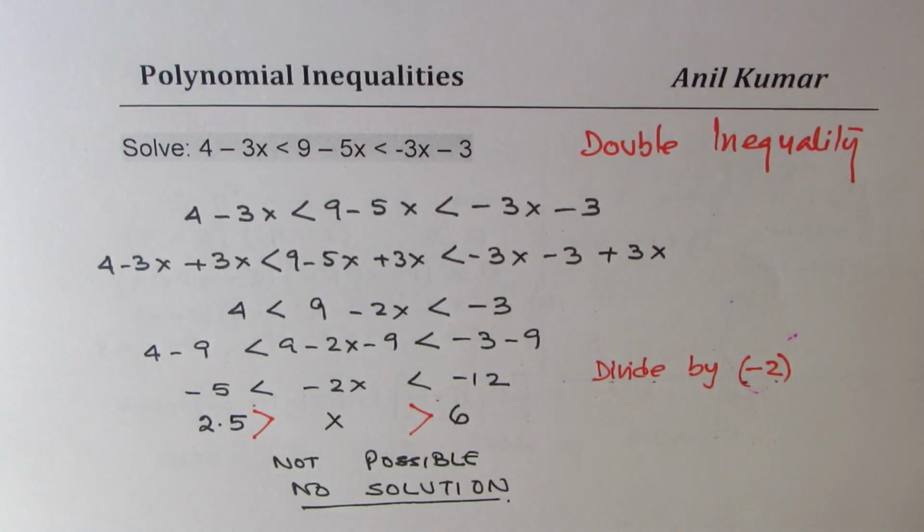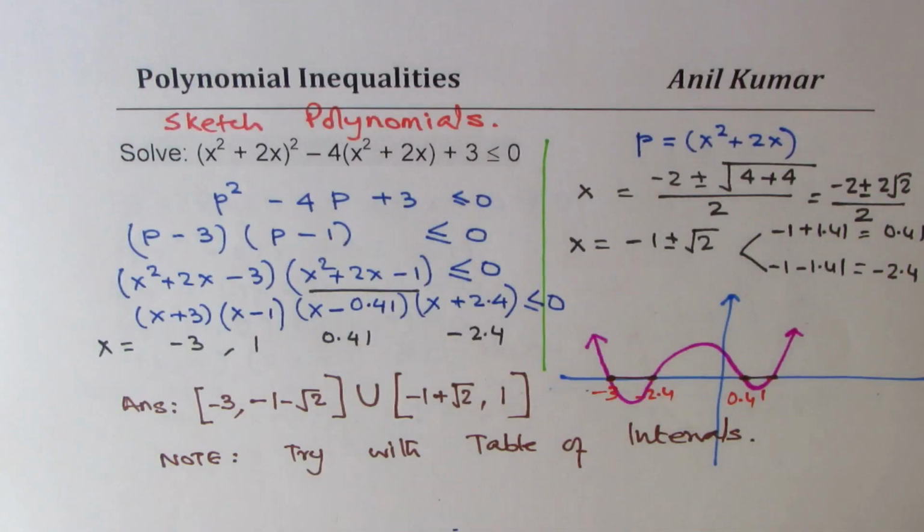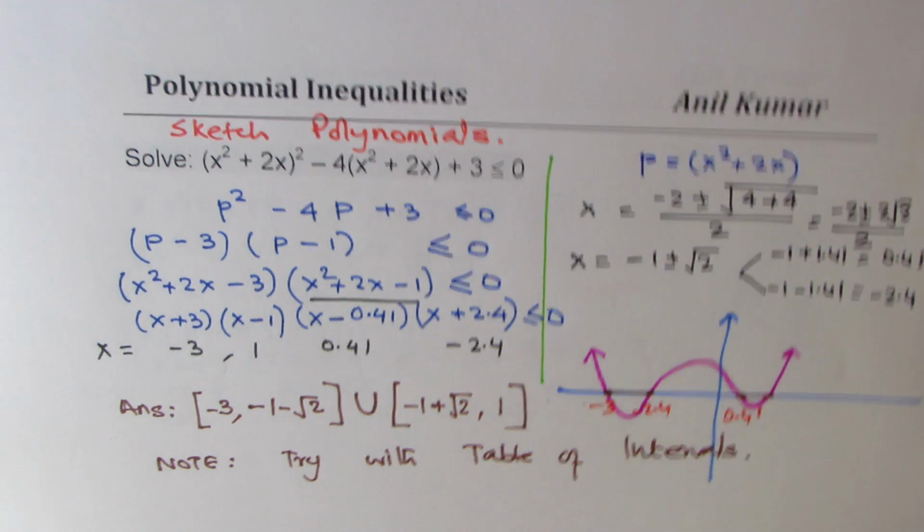Sometimes we may not have any solution for the inequality as shown in this particular double inequality, right? So no solution is at times the right solution. Then again, we factored a degree 4 equation, where we use substitution to write it as a quadratic function first and then use the graph to factor.